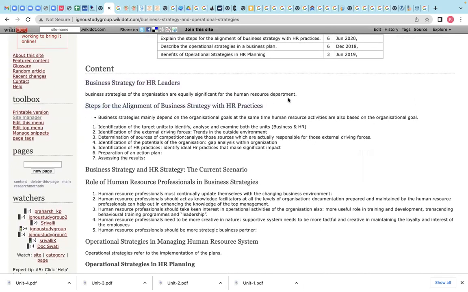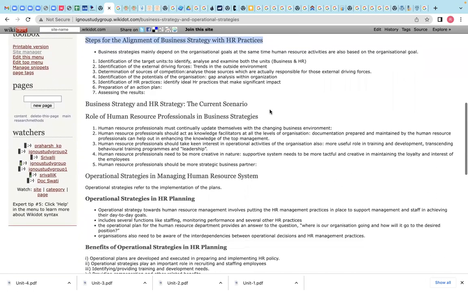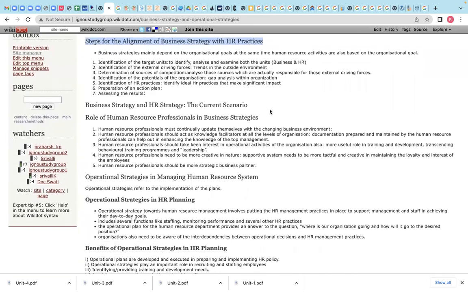First, you need to identify the target units. Basically, you are trying to identify, analyze and examine what those particular targets are that you are working on. The second thing you need to do is identify external driving forces. That means if I am targeting, let's say, getting these kinds of skills or doing the recruitment, what are those external driving forces which are going to form the trend for me, and how am I going to understand the external environment.